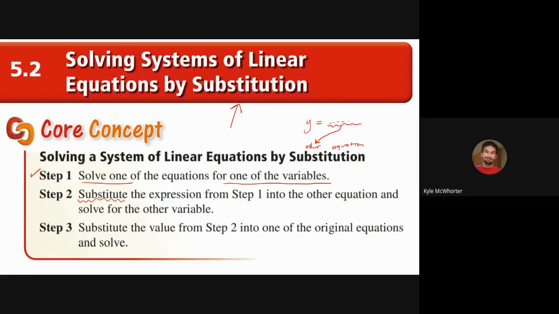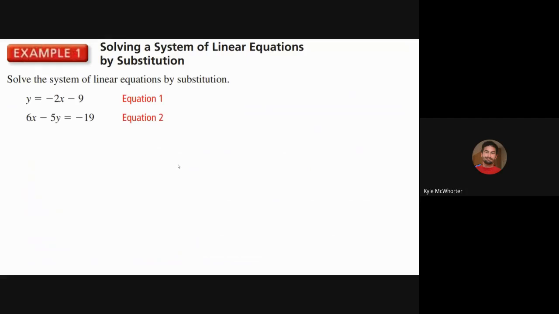So the expression that you got from step one, from solving one of the equations to get one of the variables by itself, you substitute into the other equation, and then that makes it so you can solve for the other variable. And once you have the other variable, you plug back in and solve. As with most things, these steps will probably make more sense when we go over some examples. So let's start going over some examples.